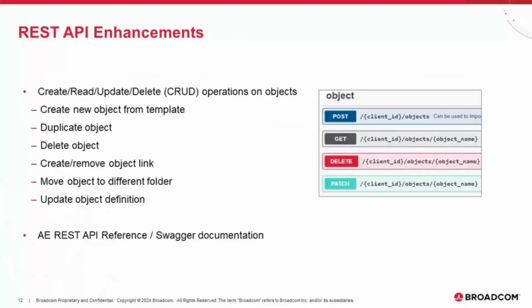Some of the new operations you will be able to perform via the REST API now include creating an object from a template, duplication of objects, delete objects, create or remove object links, move objects to a different folder, and update object definitions. As always, the Automic REST API reference comes in the form of Swagger documentation.